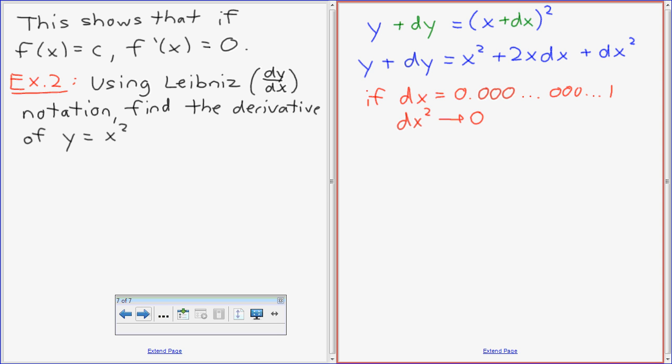Okay, so the next thing I'm going to put in here: if dx is equal to 0 point 0 with a lot of zeros and then a 1, if I square that, it's going to be almost nothing. So I'm going to call it 0, so it's going to cancel out. Therefore, this is going to go to y plus dy equals x squared plus 2x dx. So let's say that dx was 1 over a million. 1 over a million squared would be very, very small.